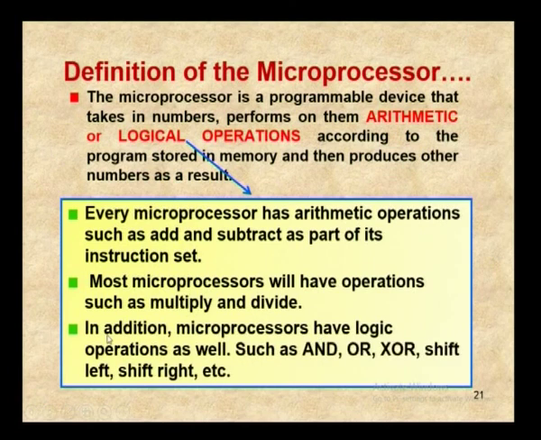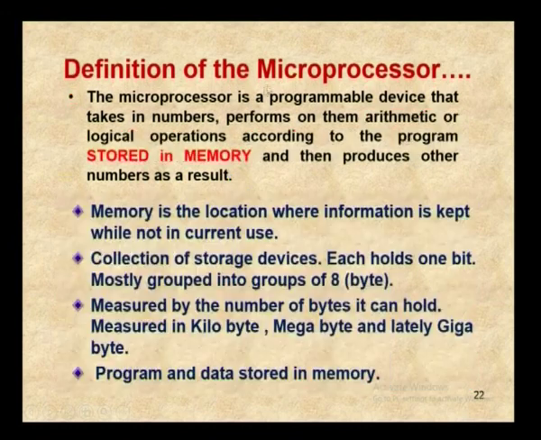Apart from this arithmetic operation, they can also perform logic operations, AND or XOR, then shifting left, shifting right, and so on. So, these are the arithmetic and logic operations a processor can do. Then again coming to the definition of the microprocessor: the microprocessor performs operations according to the program stored in the memory.